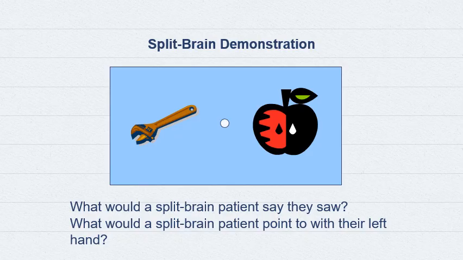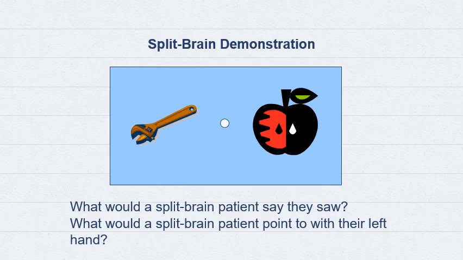So two different images are displayed simultaneously to each side of the brain. Information about the wrench on the left side would be processed by the right side of the brain, which controls the left hand. Thus, a split brain patient would point to a wrench.